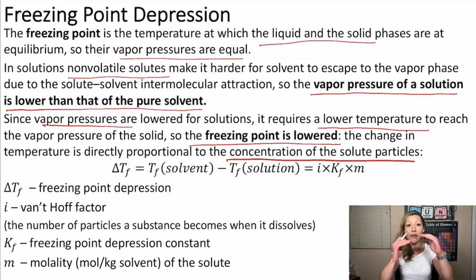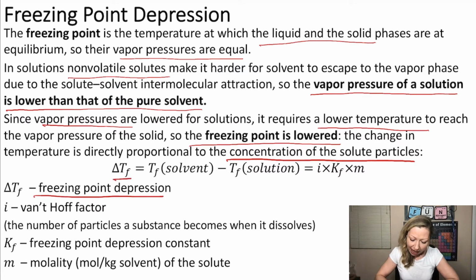So when you have a pure substance and you add a non-volatile solute to it, your boiling point is going to get higher and your freezing point is going to get lower. Okay, I hope this makes sense. So the freezing point depression equals the Van't Hoff factor, which is simply the number of particles a substance becomes when it dissolves, multiplied by K sub F, which is the freezing point depression constant, and the molality of the solute given right here.